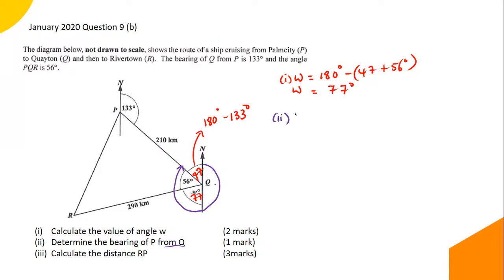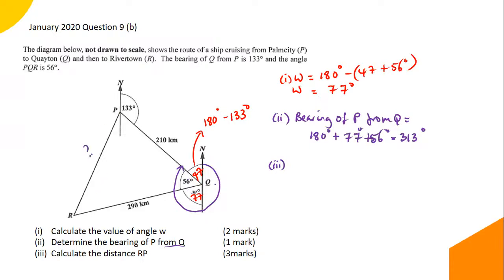So the bearing of P from Q will be 180 degrees, because in a straight line the total value of the angle is 180. You're adding it to the 77, which we calculated, and then you're adding the 56, which they gave us, right? All in degrees, 180 plus 77 plus our 56 gives us 313 degrees.